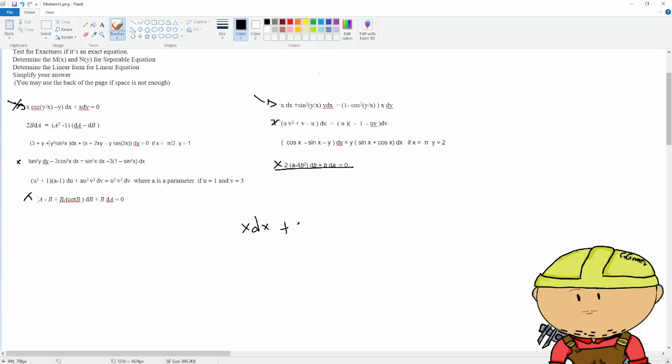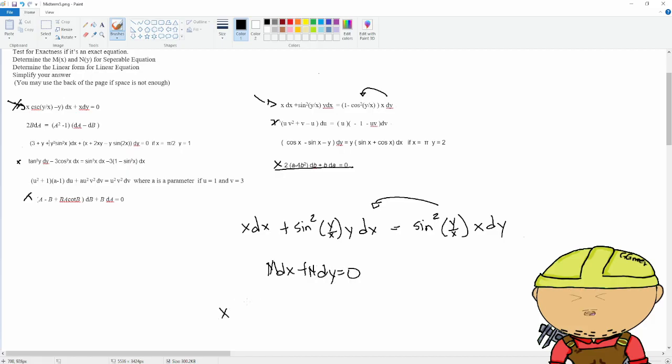First, write it down. So we have y dx is equal to... I'm going to distribute the x dy first. Notice this is 1 minus cosine square y over x, and that's equal to the same equation, right? x dy. Let's transform it to M dx and N dy form.